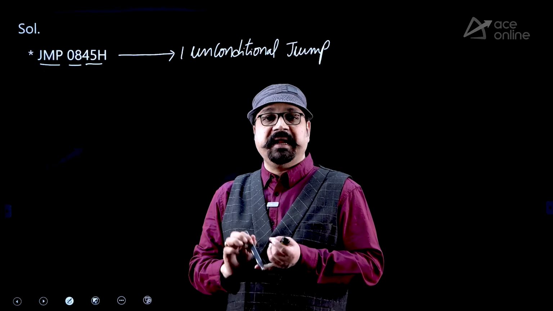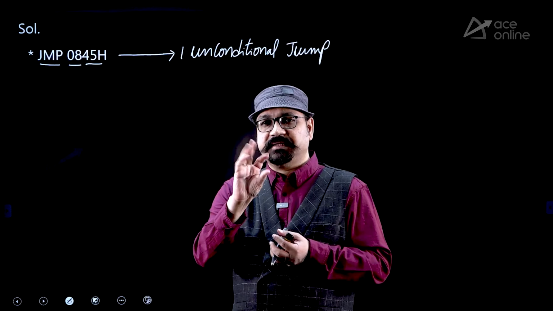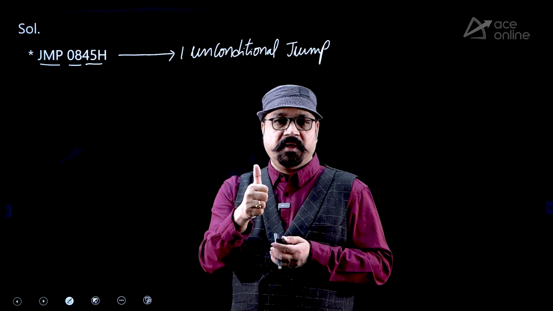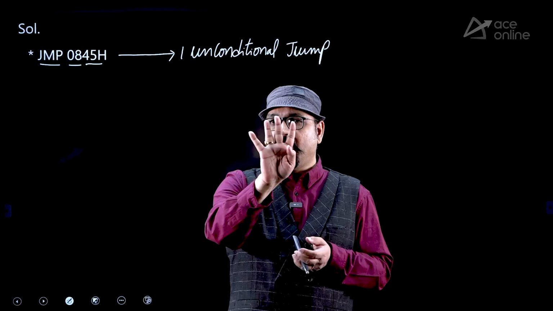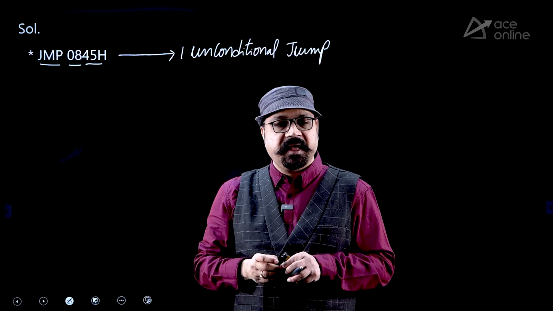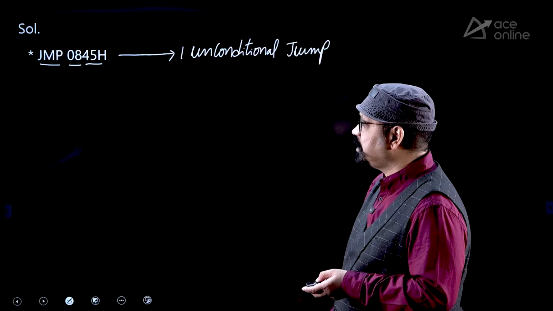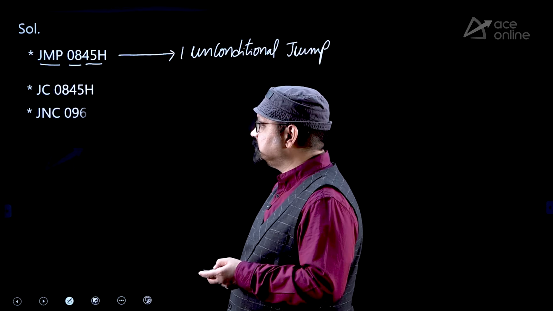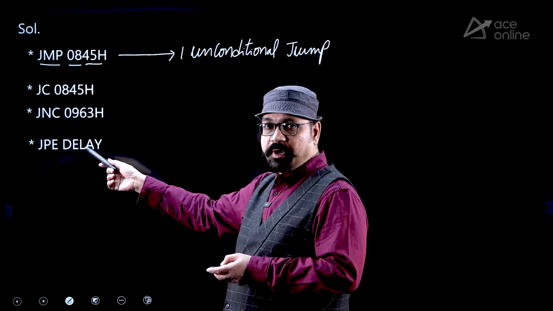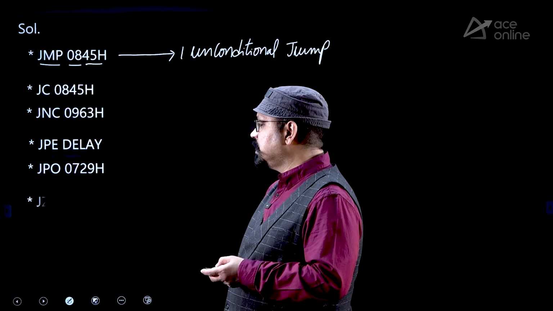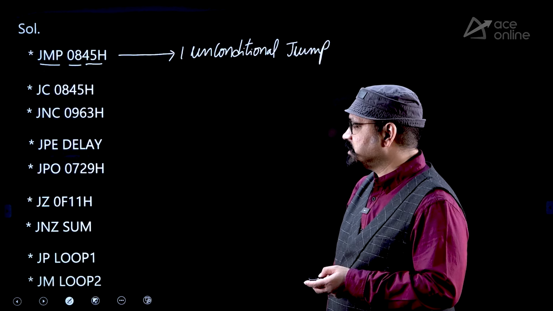What are the other jumps? Eight conditional jumps are there. Out of the 5 flags in the flag register, except the auxiliary carry flag, the remaining 4 flags, carry flag, parity flag, zero flag, sign flag, can be tested against 0 or against 1 for jump operation. So you see here I am showing jump on carry, jump on no carry, with different addresses. Jump on parity even, I used a label here, jump on parity odd. Jump on zero, jump on no zero, jump on plus, jump on minus.